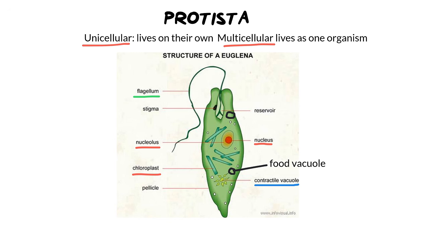They don't have a digestive system like a stomach and an esophagus and intestines. So what they do is they surround their food with what we call pseudopodia, false feet, and they digest their food by turning it into a food vacuole.